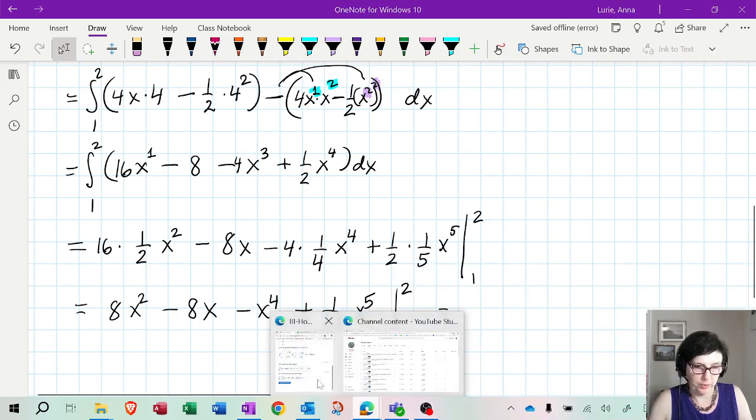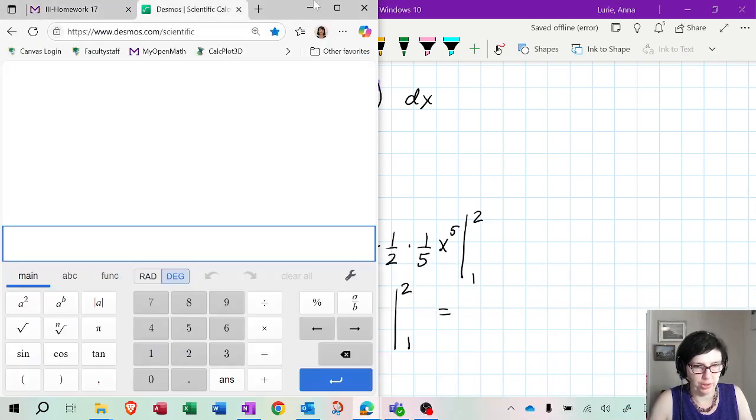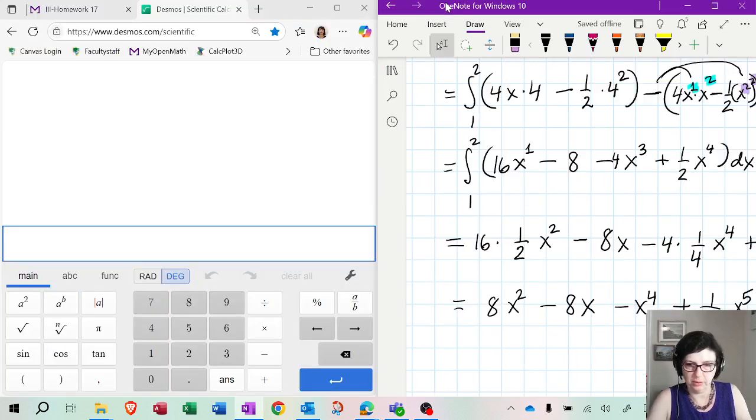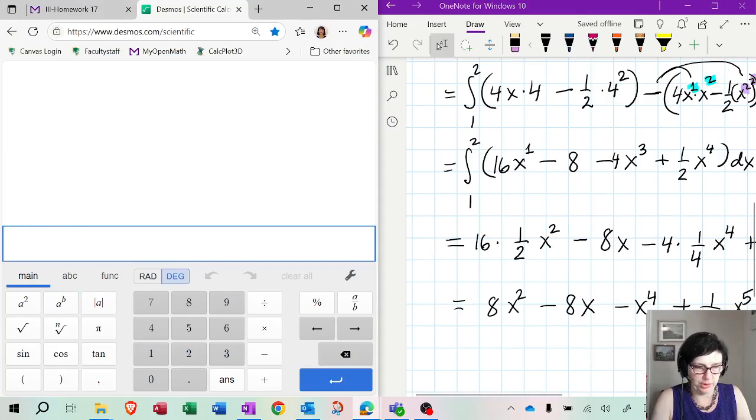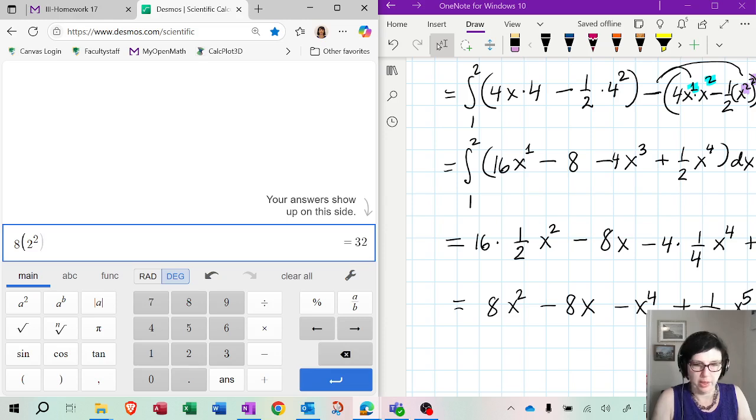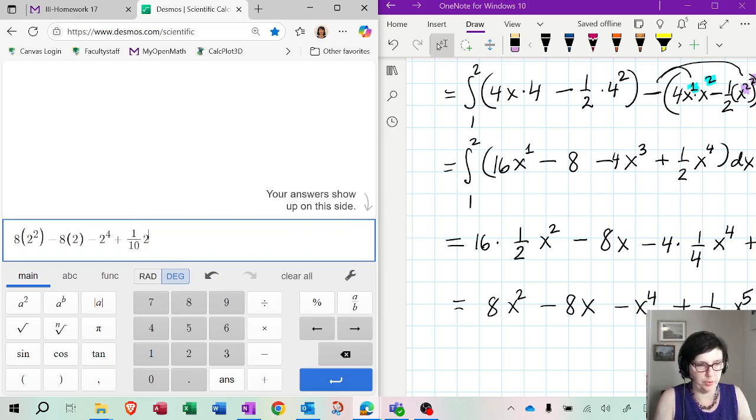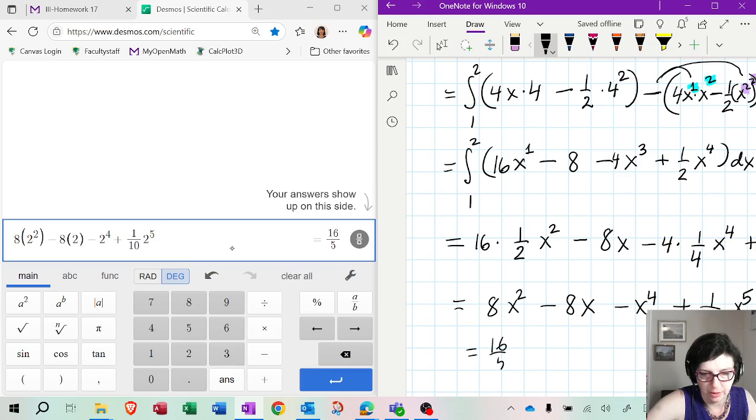And because I do not want to mess up, it's a big chance I will mess up here, because a lot of terms. So first we're substituting the top limit. So this is going to be 8 times 2 squared minus 8 times 2 minus 2 to the power 4th plus 1/10 2 to the power 5. Okay, now generally they usually don't want decimals. So the top limit gave me 16/5.